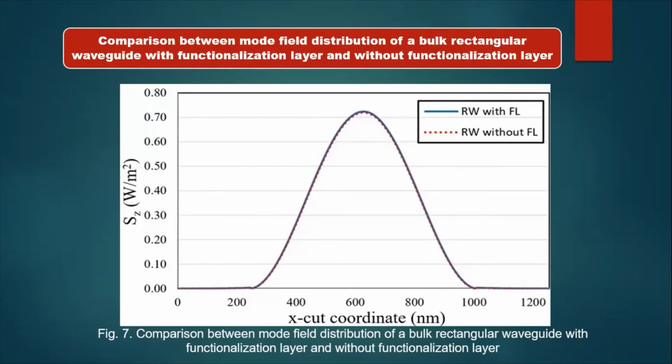First, comparison between the mode field distribution of a bulk rectangular waveguide with the functionalization layer and without it. Here you can see that the distribution is almost the same. In fact, both are Gaussian-shaped curves which overlap. This shows us that even after adding a functionalization layer, there is no change in the working of a bulk rectangular waveguide, and thus, unfortunately, we cannot use the bulk rectangular waveguide for detection of lung cancer cells.